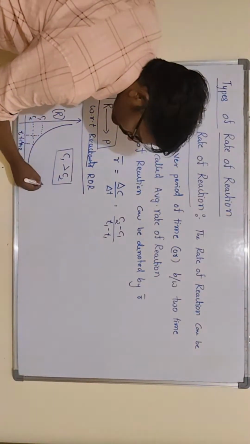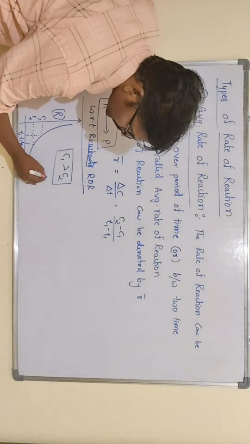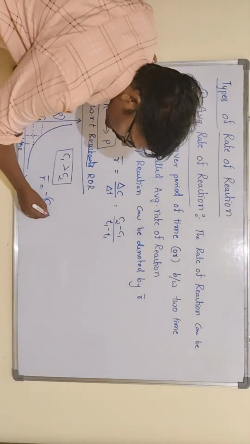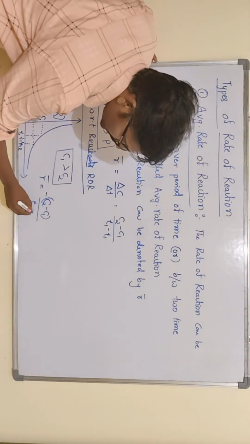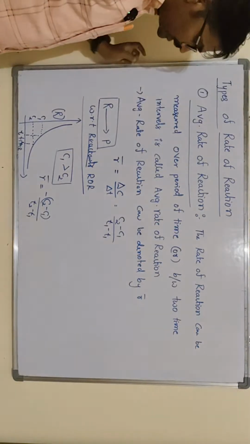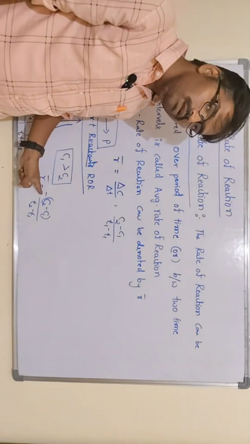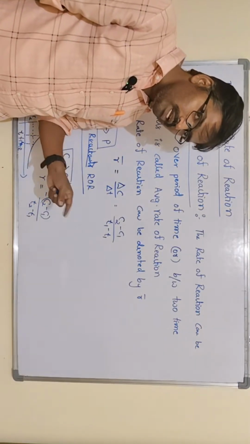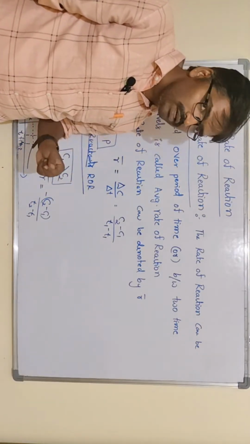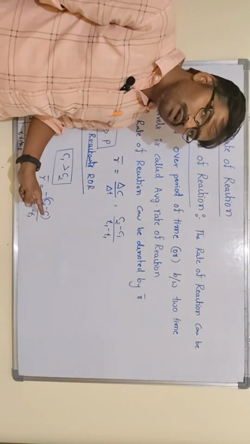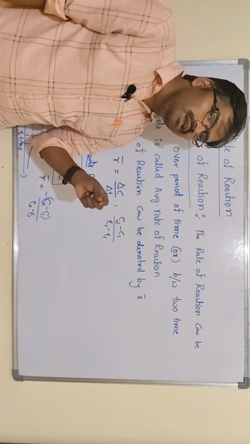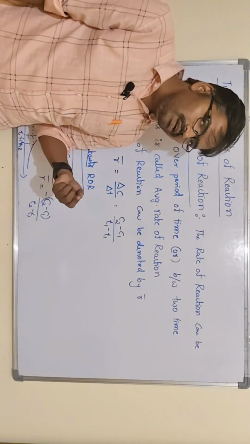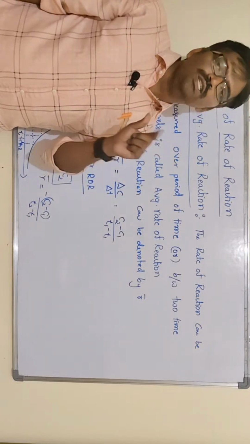So if you want to find the average rate of reaction, it equals minus (C2 minus C1) divided by (T2 minus T1). For the reactant case, we have to mention minus. This minus indicates the decreasing concentration of reactants, but the value we get is positive only. So rate of reaction, either average or instantaneous, is always a positive quantity.